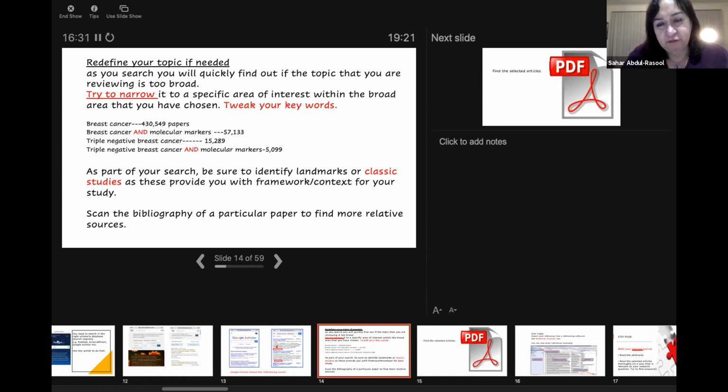Most of the topics of interest, of course, of medical interest, there are many people who have published about that, and the way you need to go about it is to narrow your search. As part of your search, you have to identify the landmarks of the classic studies.